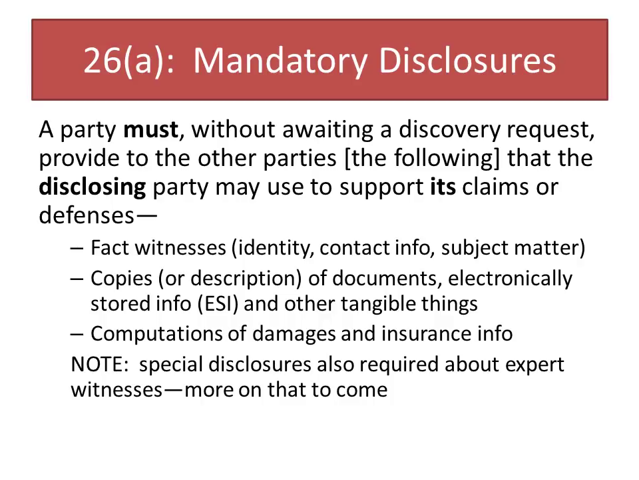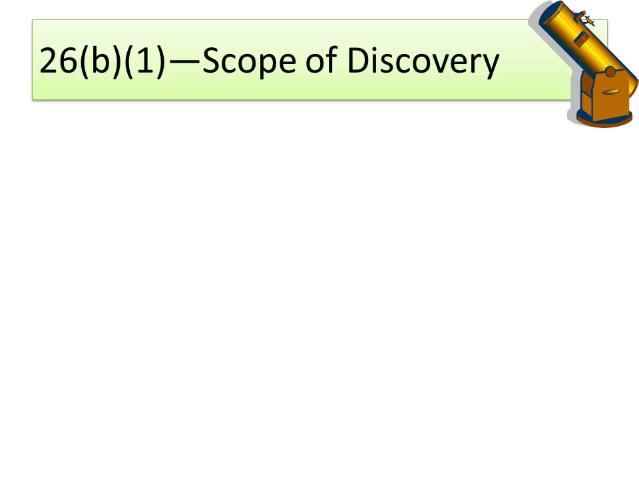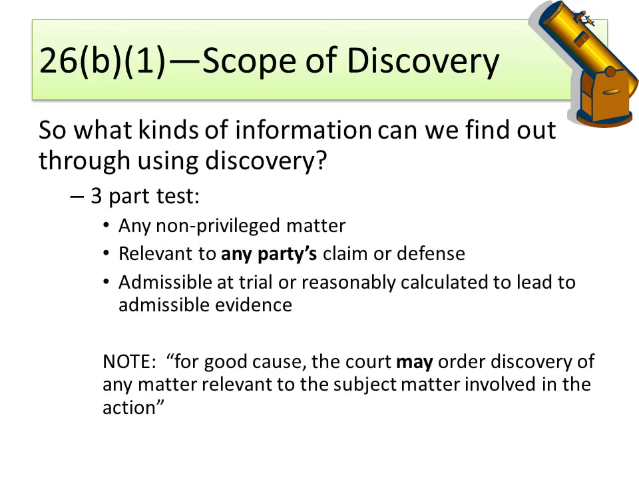Okay, now let's go to 26. 26B1 describes the scope of discovery. That is, the scope of the information you can use those 5 discovery devices to get from the other side, beyond what they've been required to reveal to you automatically under 26A. And here we go. What kinds of information can we find out through using discovery? There's a 3-part test. Here it is.